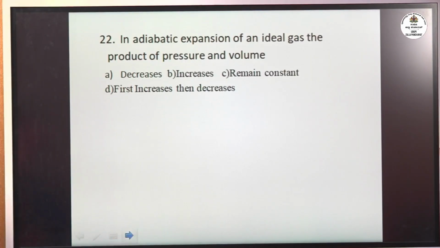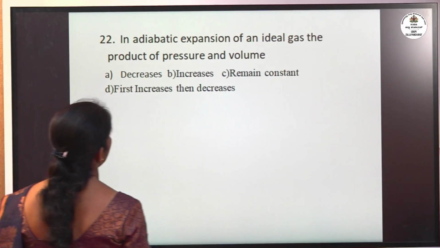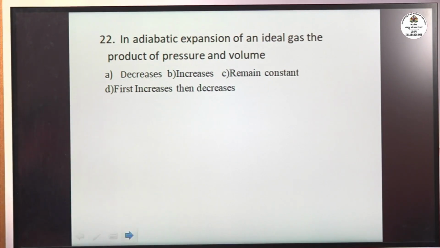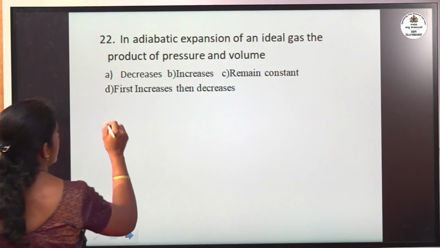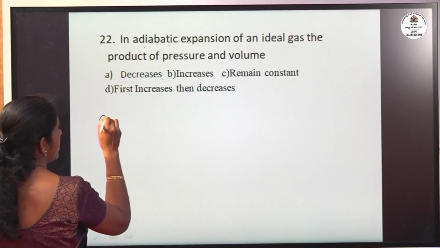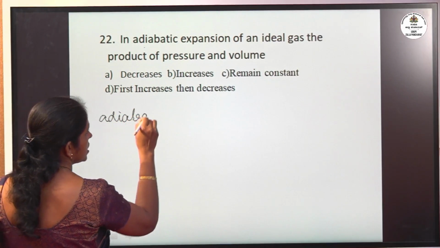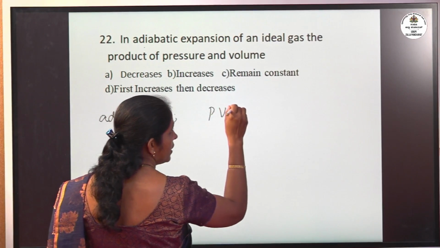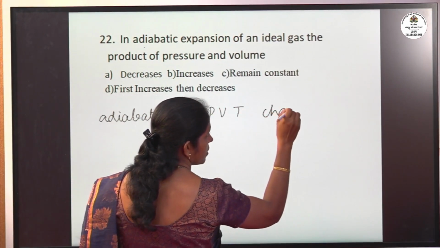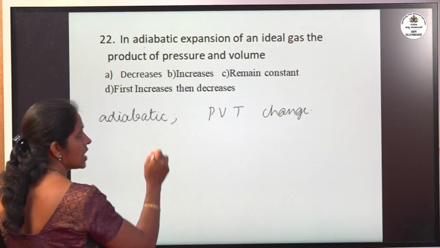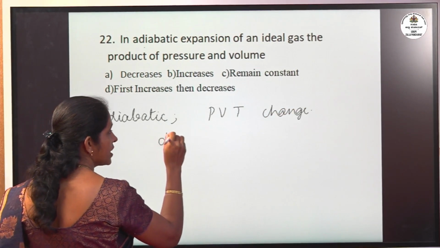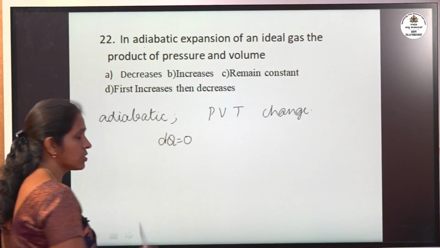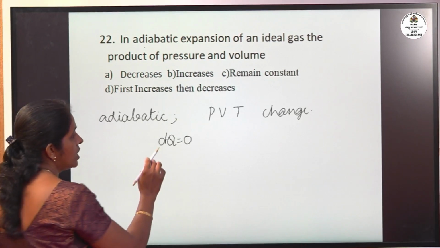Next, question 22. In adiabatic expansion of an ideal gas, the product of pressure and volume. Adiabatic expansion. It is given the process is adiabatic. In an adiabatic process, pressure, volume and temperature change. It is a sudden process, so there is no heat exchange. No heat enters into the system.